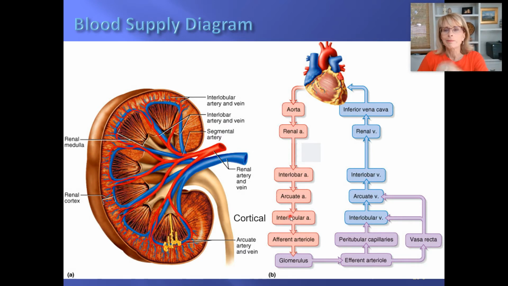Sorry, I really got to change this image. Another correct name for the cortical radiate artery is the interlobular artery, but I would rather we not use that term because I think interlobar and interlobular are just too much alike. Okay. Now, a couple of things.